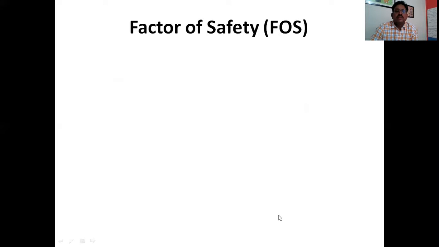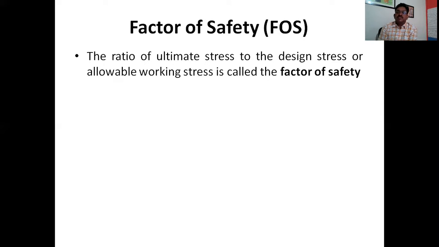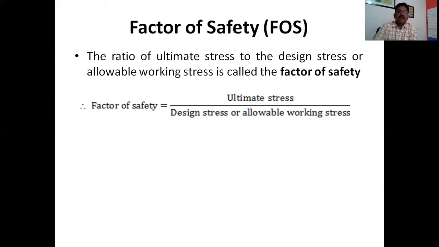This is what we have. Therefore, the ratio of ultimate stress to the design stress or allowable working stress is called factor of safety. Mathematically, factor of safety is ultimate stress by design stress or allowable working stress. For example, in our case, I said ultimate stress is 200 Newton per millimeter square, and design stress I am giving is 150 only. Therefore, 200 by 150, it is 4 by 3.